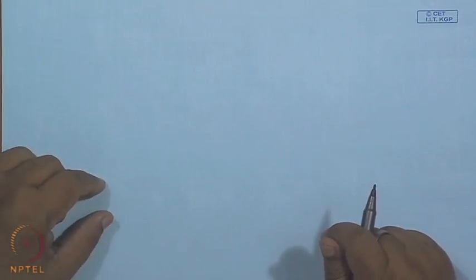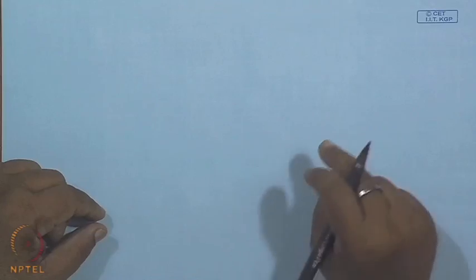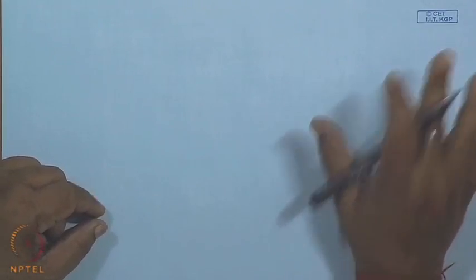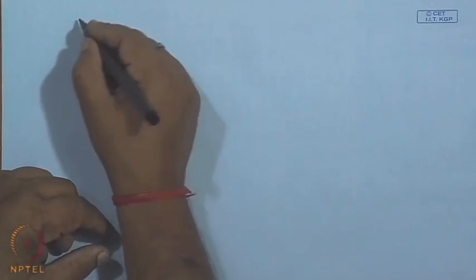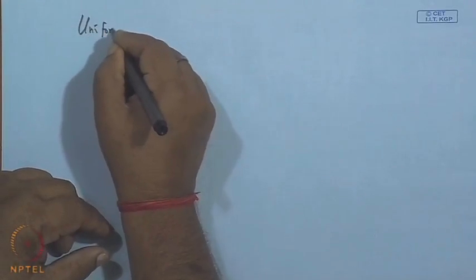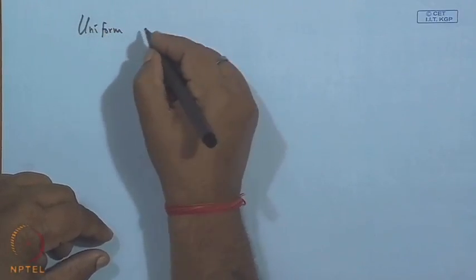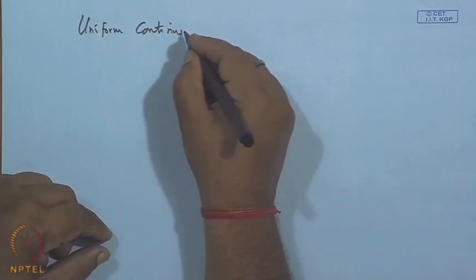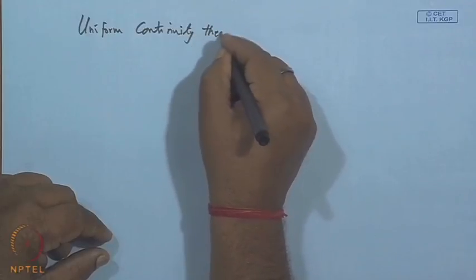Now, uniform continuity: when a function is defined over a closed interval and if the function is continuous, then it will be uniformly continuous. So, this result is known as the uniform continuity theorem.